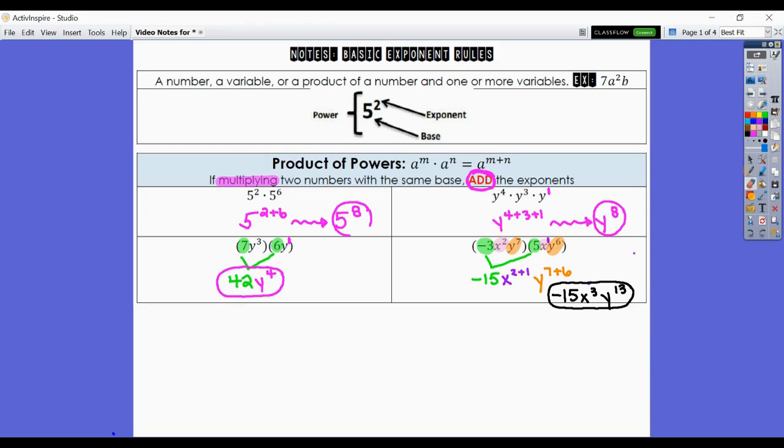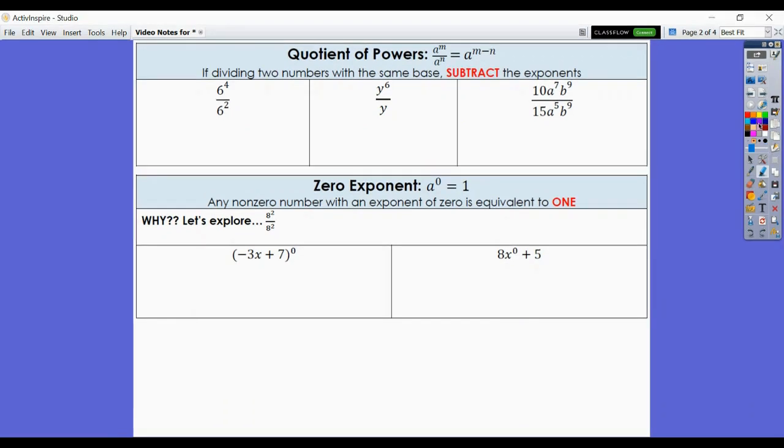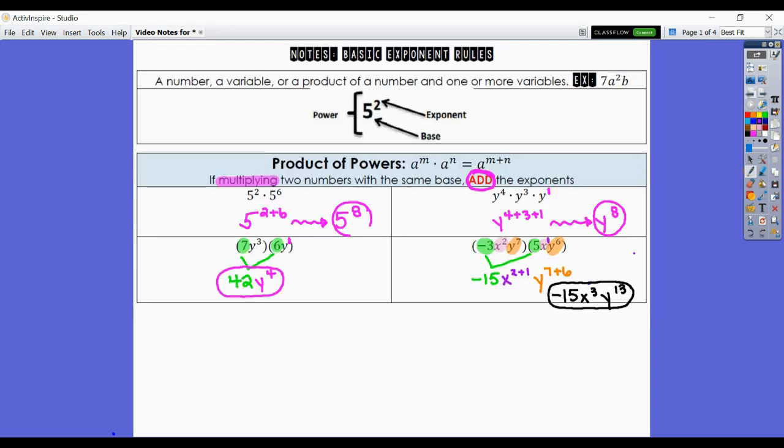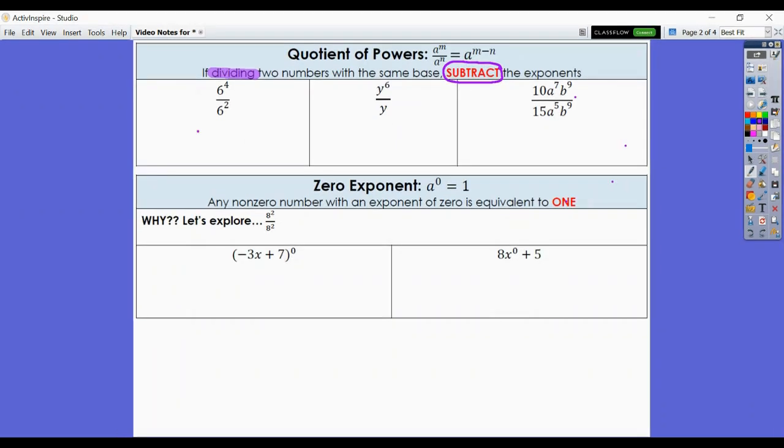Let's go ahead and look now at the quotient of powers. The quotient of powers is happening when I divide two numbers with the same base. I will have to subtract the exponents. So it's the opposite of the product rule, because the product rule was multiply, add. This one is divide, subtract. So I take the same base of 6, and that's going to be 4 minus 2, giving me 6 squared. We do know that one is not going to be too large of a number, so we'll talk about what 6 times 6 is, which is indeed 36.